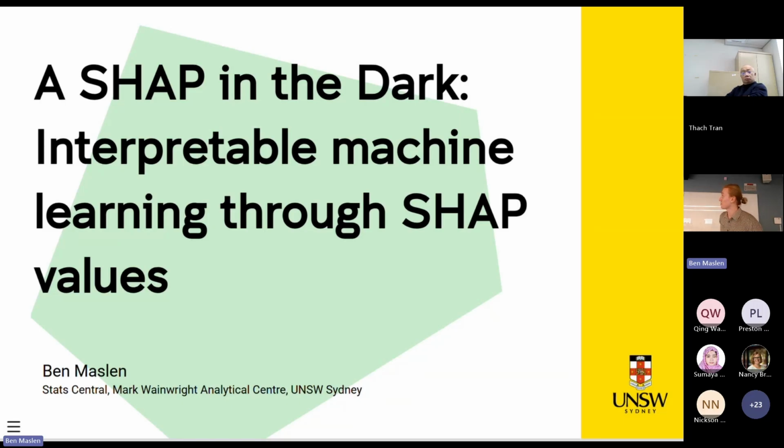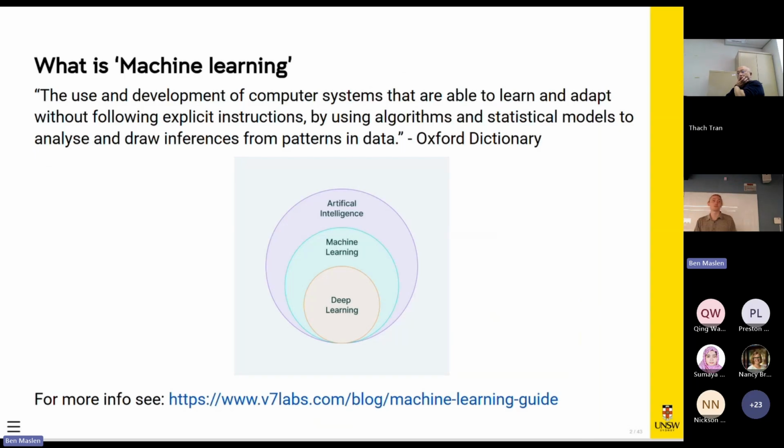So what I'm going to be talking about today is SHAP values, or Shapley additive explanation values, and how they can be used to gain interpretation from these black box machine learning algorithms. Before we dive into SHAP values, we're going to talk about machine learning first.